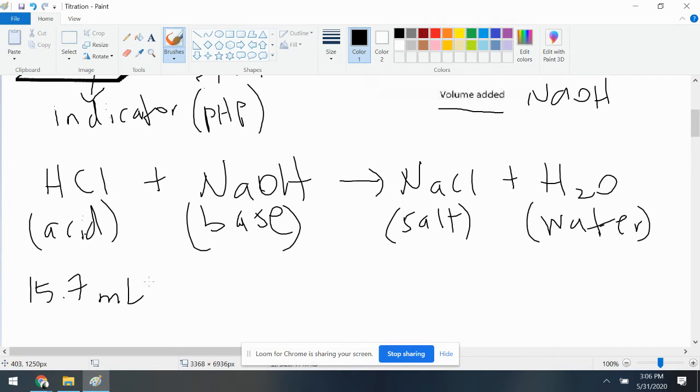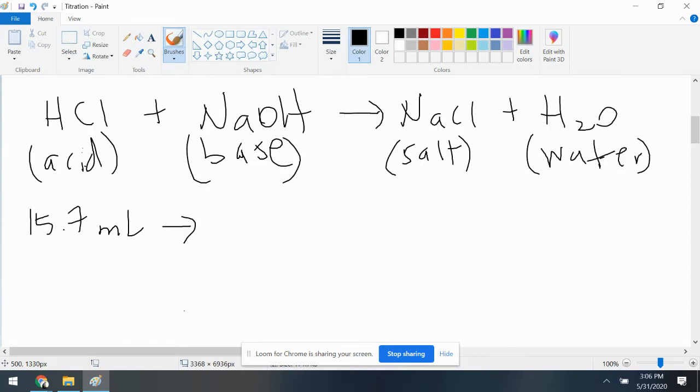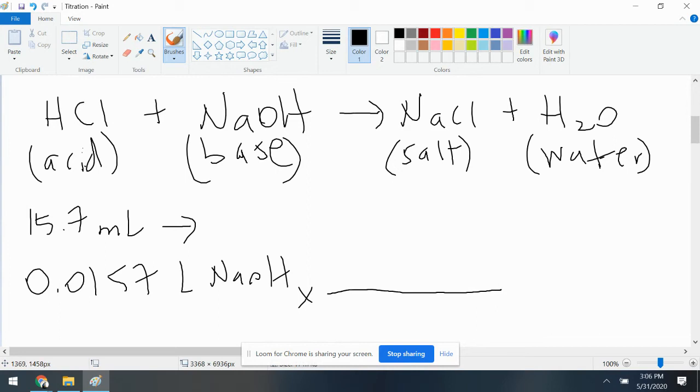Next, I'm going to convert this to liters. So 15.7 divided by 1,000 is going to give me 0.0157 liters of sodium hydroxide. For the next part, I'm going to figure out how many moles I have in 0.0157 liters of sodium hydroxide.